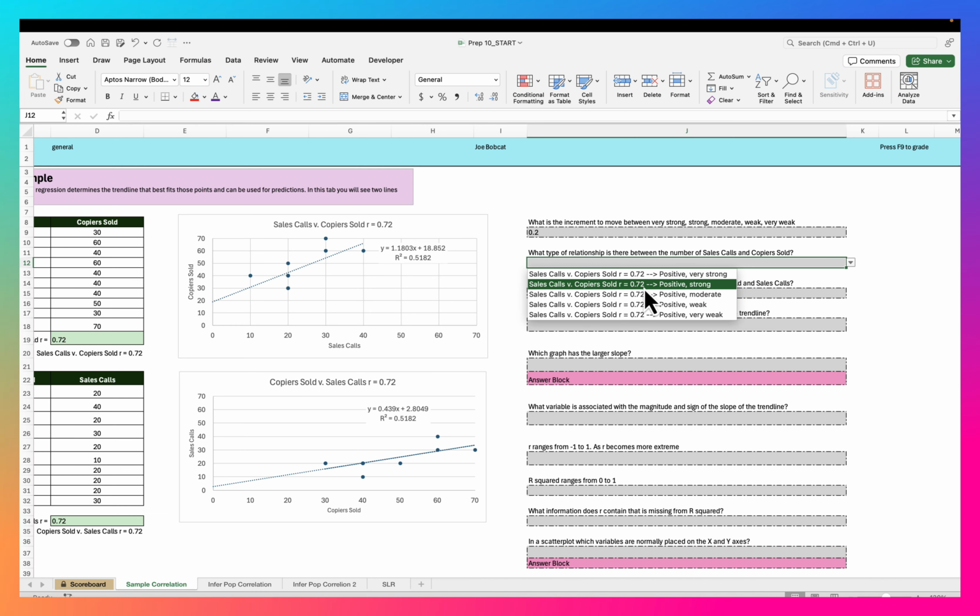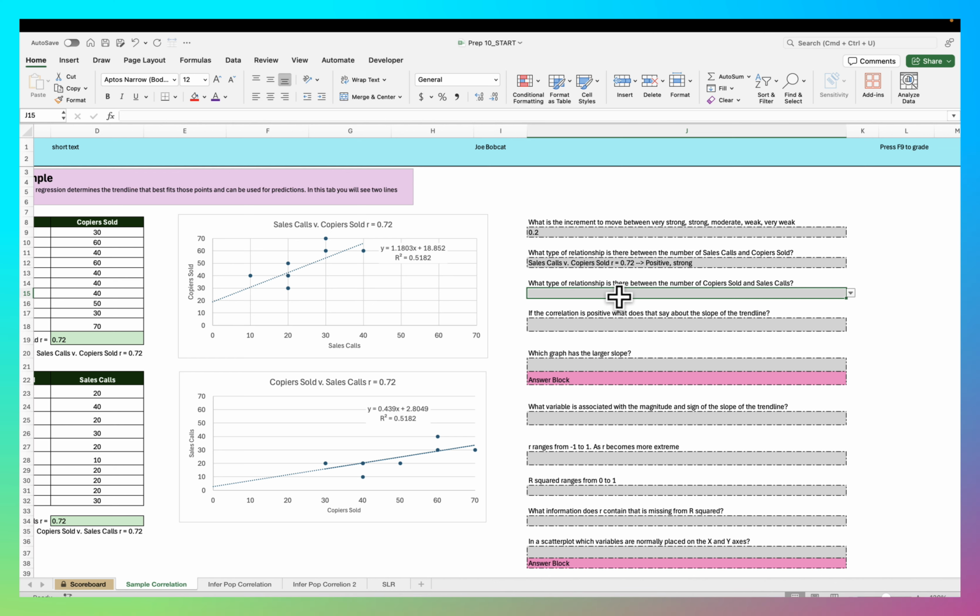Well, if everything goes 0.20 at a time, then starting backwards from 100, you'd be down to 80. We're at 72, so we're in the next bracket. So we're not very strong, but we're strong. What type of relationship is there between number of copiers sold and sales calls?